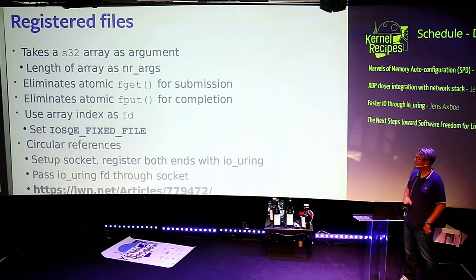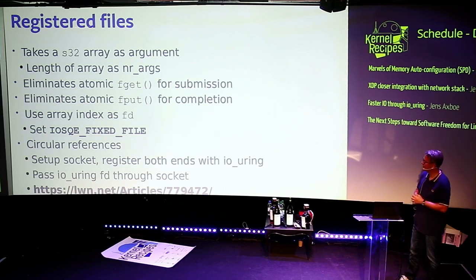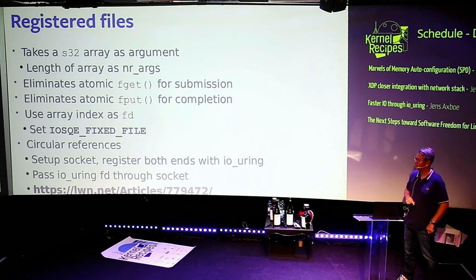And there's actually an interesting bug that arose from that in some of the earlier submissions. I sent this in with the register file descriptors, and I thought it was pretty cool. And Al Viro says, what happens if you take a socket and you register both ends of that socket with io_uring, and then you pass the io_uring FD through the socket? Obviously, what would happen is io_uring would hold two references to the socket, and once you pass the io_uring through the socket, the socket will hold a reference to the io_uring, and then you're sort of screwed. It'll never be released.